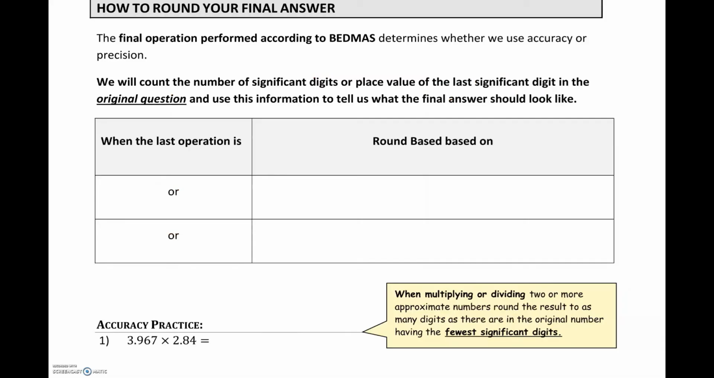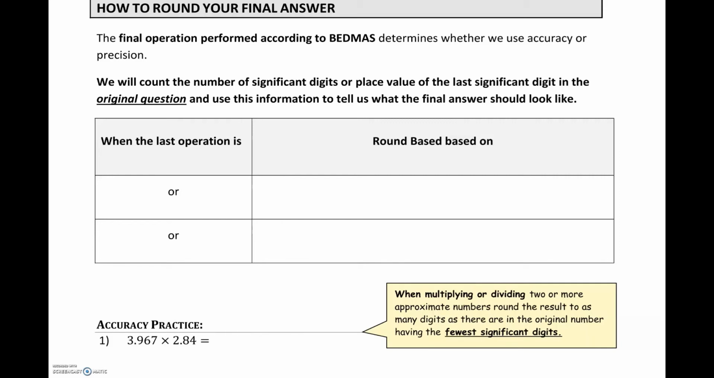Okay, so this is the moment we have all been waiting for, where everything comes together, where we're going to be doing a calculation and rounding our final answer based on accuracy or precision. So the question is, when do we round based on accuracy? When do we round based on precision? So here are the rules.